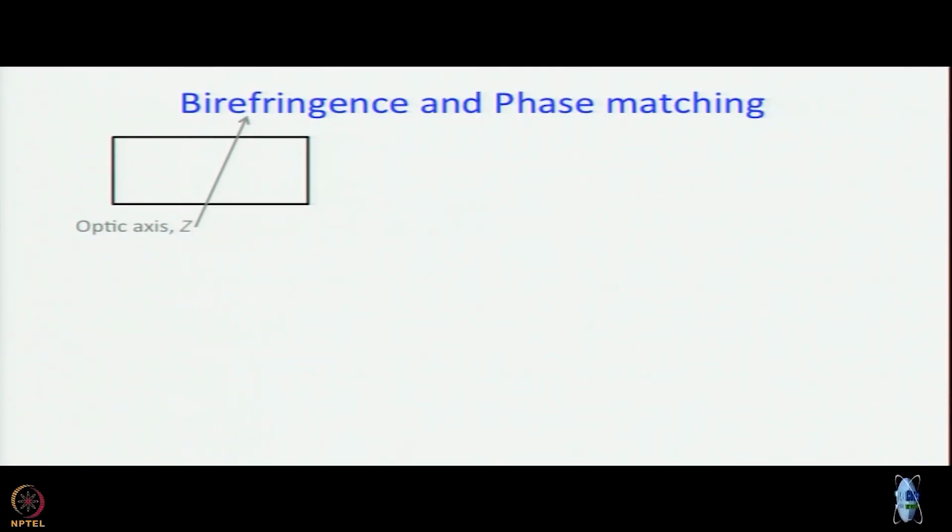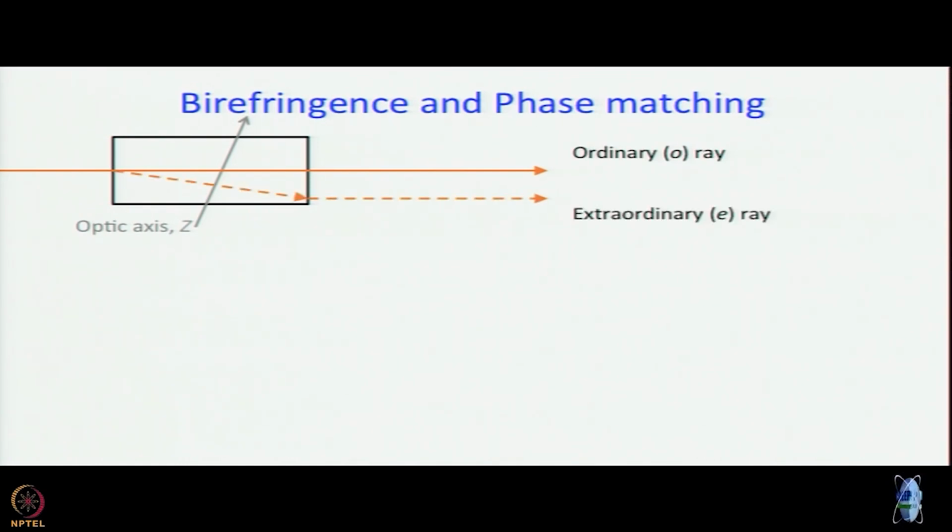Birefringence means this: you have a crystal which has an optic axis. Once again, we will discuss what optic axis is. When light falls on it, it gets divided into 2 parts. One of the rays that passes through is the ordinary ray and the other one is the extraordinary ray. In the ordinary ray, polarization is the same as the polarization of incident light. In the extraordinary ray, polarization is perpendicular to that of incident light.